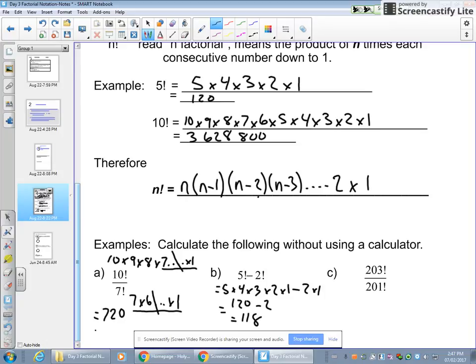And then again, the same shortcut applies for C. This is the same as 203 times 202 times 201 factorial divided by 201 factorial. 201 factorials divide out, and I'm left with 203 times 202. I am going to use a calculator for that, and that gives me 41,006. Okay, but the idea here is that we've simplified the problem.